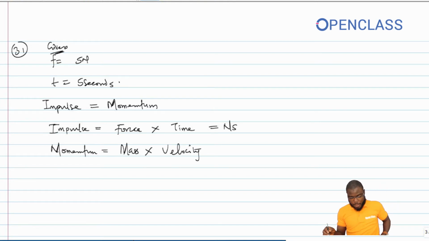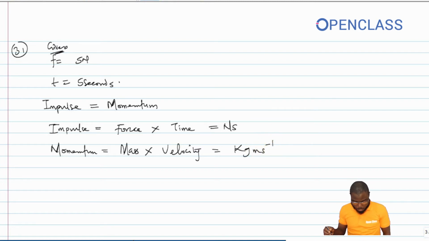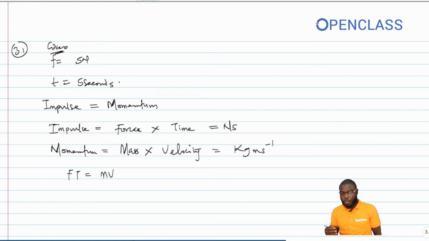Your momentum is mass times what? Velocity, which is usually in kilogram meter per second. Now, if we equate impulse to momentum, we have Ft equals mv. But in this case, there are two momenta: the initial momentum and the final momentum. You remember that the question says it's initially at rest, so we have the momentum when it was resting and the final momentum when it finally took off.